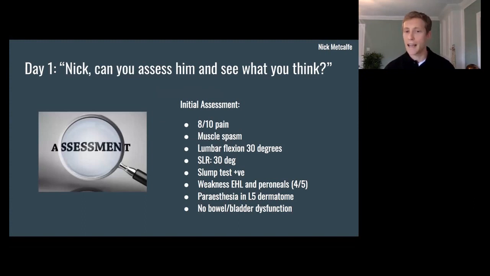So on initial assessment, 8 out of 10 pain. He's in quite a lot of pain. He's got obvious muscle spasm, lumbar flexion reduced to 30 degrees, straight leg raise is pretty poor, 30 degrees on the affected side. Slump test is positive on the affected side. And he's got some weakness in the extensor hallucis longus and the peroneals, graded 4 out of 5 in terms of strength. So pretty obvious weakness in some of the myotomes down there. And no red flags. We see this type of thing all the time, don't we, guys? Athlete or no athlete, we've got some disc problems here.